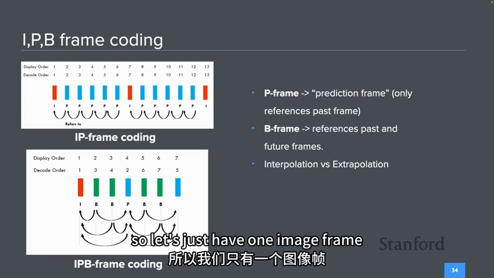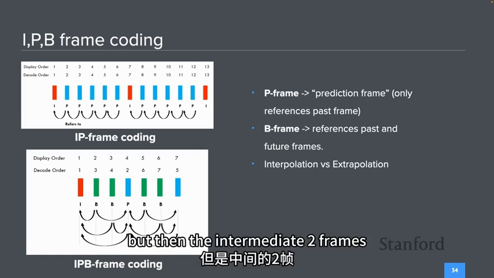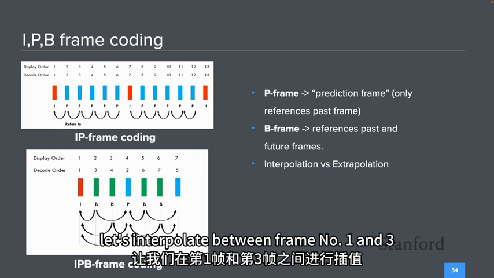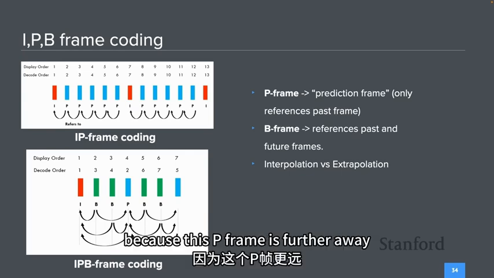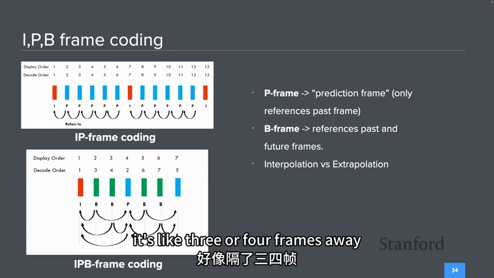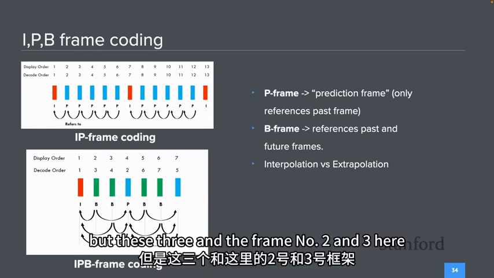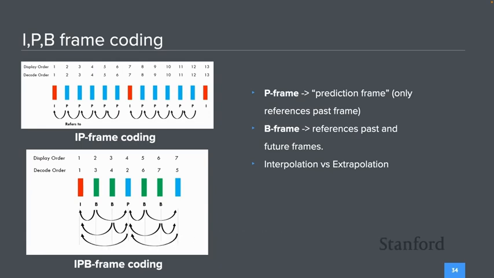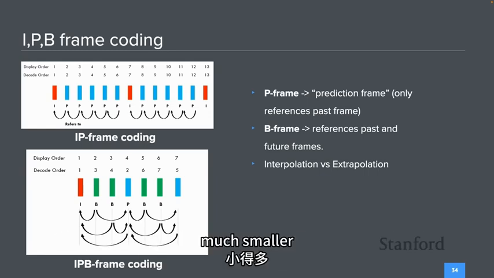So let's just have one image frame. Let's predict this P frame based on the I-frame, like here. But then the intermediate 2 frames, let's interpolate between frame number 1 and 4, right? And potentially, because this P frame is further away, 3 or 4 frames away, there will be much more motion and the P frame could cost us more bits. But frame number 2 and 3 here could be much simpler. The bit rate to use them could be much smaller, right?